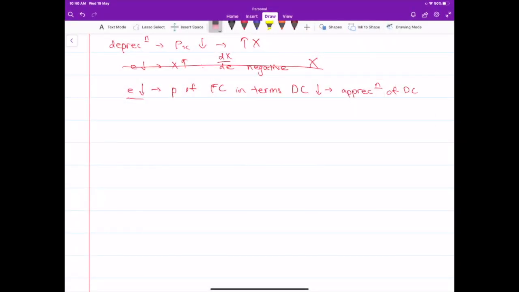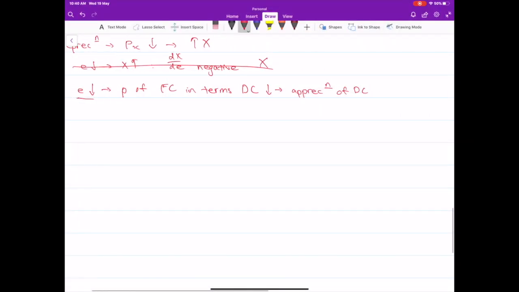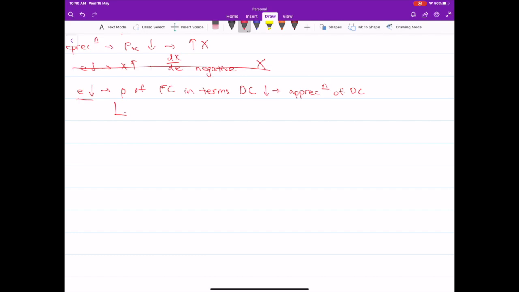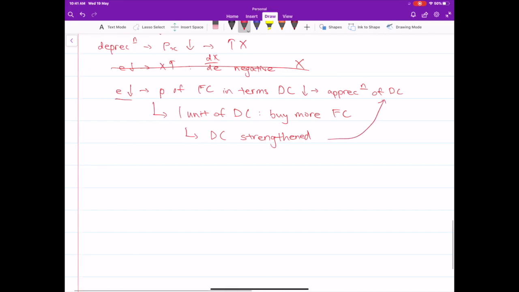So now let me just highlight this concept again because it may be a bit confusing. When the price of foreign currency in terms of domestic currency falls, one unit of domestic currency is now able to buy more foreign currency, because foreign currency is now relatively cheaper. And thus, the original one unit of domestic currency can now buy more foreign currency, which means that your domestic currency has strengthened. And thus, it refers to an appreciation of the domestic currency.